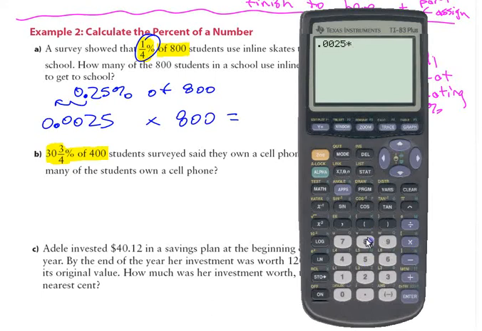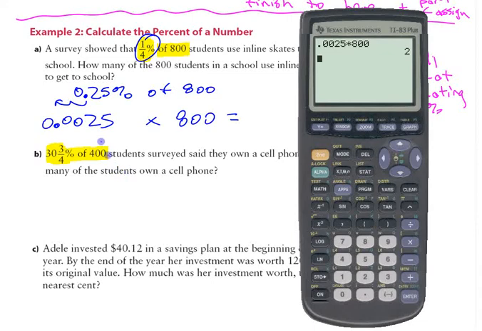0.0025 times 800. If you don't trust yourself to change 0.25% to a decimal, you can let the calculator change it to a decimal if you want. How would I let the calculator, let's say I wasn't sure that this is 0.0025, how could I let the calculator do the work? What could you do first? If I knew that it was 0.25%, what could I put in instead of putting 0.0025, if I wasn't sure?